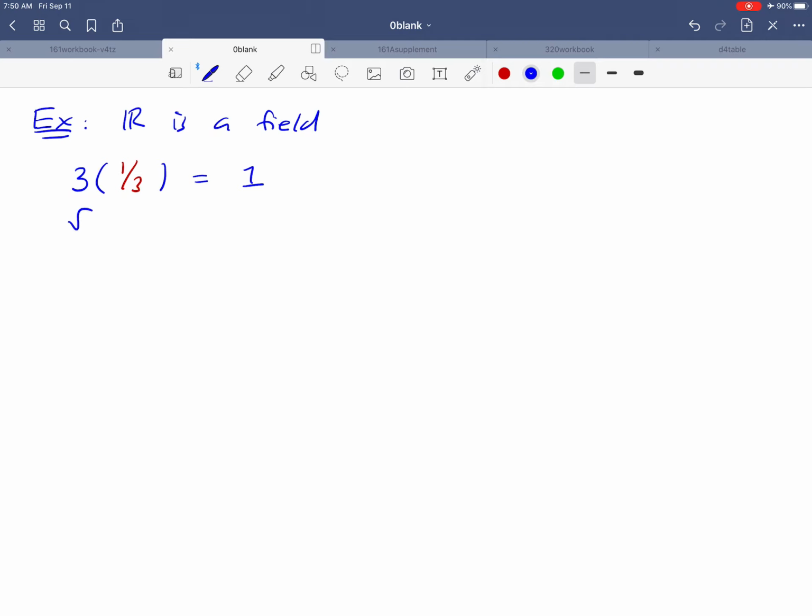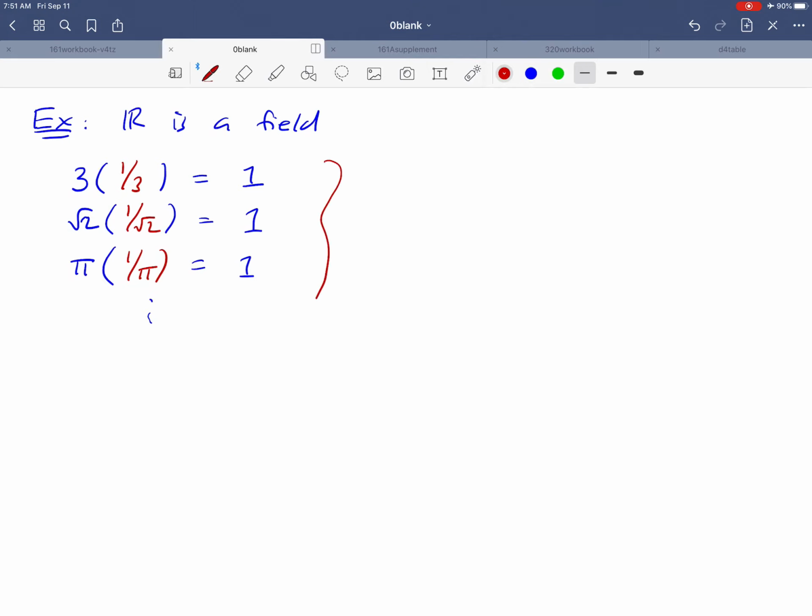What if we took something a little bit crazier like the square root of 2? Can we multiply that by something that would give us 1? How about 1 over the square root of 2? That's also a valid real number. So we've shown that the square root of 2 has an inverse relative to multiplication. And you can convince yourself that you can do this with any real number that's not 0, and come up with something that you multiply it by to give you 1.